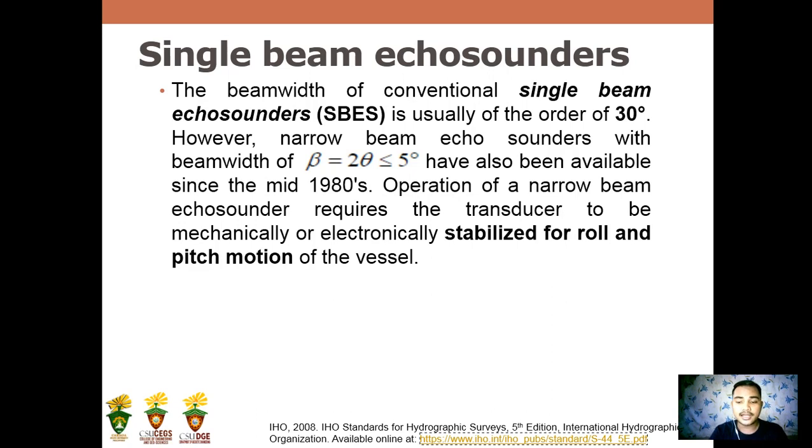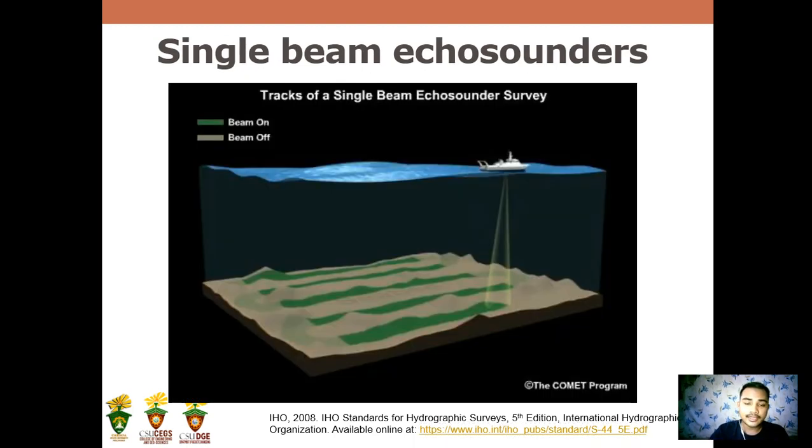Since there are external forces, like currents and waves, your transducer should be stable for whatever roll and pitch motion. So what I am trying to say is that in the 30 degrees class, this is it. If we take the angle there, it's 30 degrees. But there is also a narrow single beam available, which is equal to 5 degrees, as stated in the previous slides.